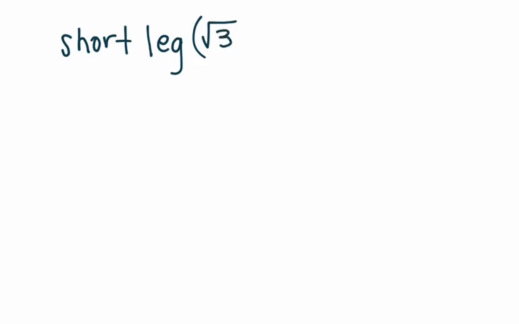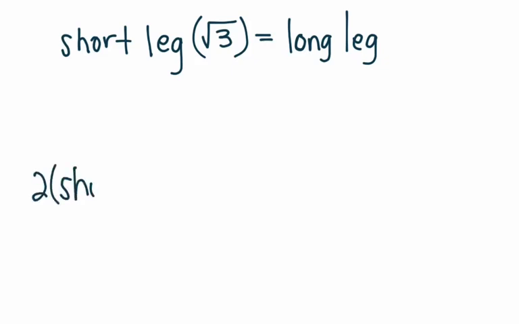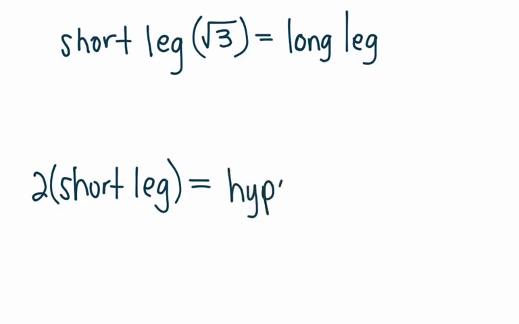Okay, so in conclusion, when you're doing a 30, 60, 90, it is going to be short leg times square root of 3 is equal to the long leg, or it's going to be 2 times that short leg is equal to the hypotenuse.